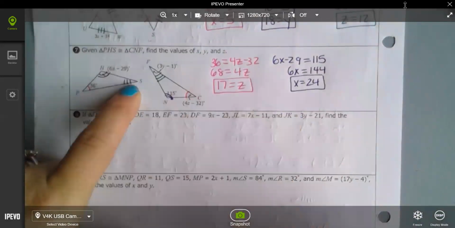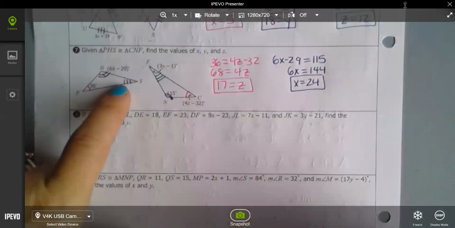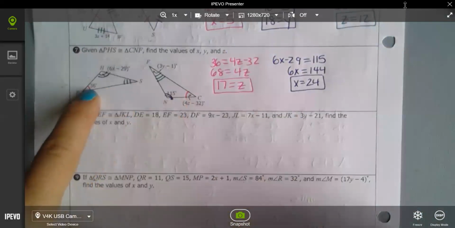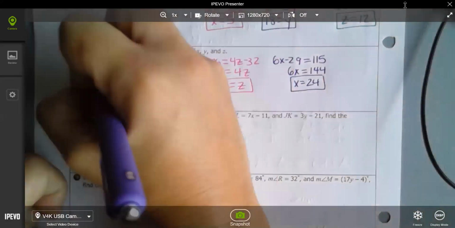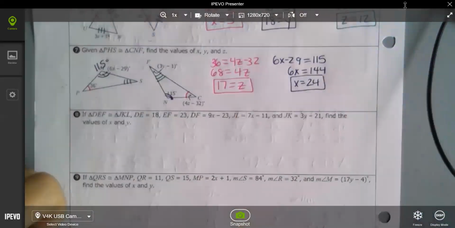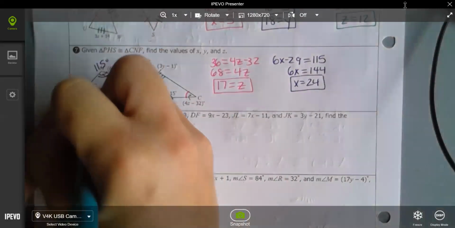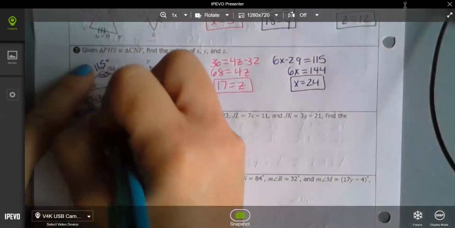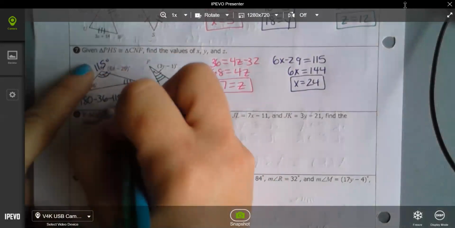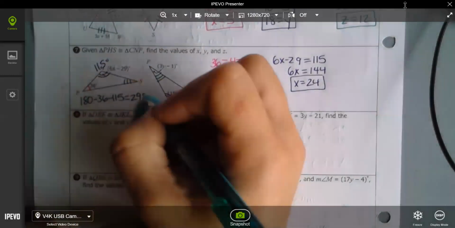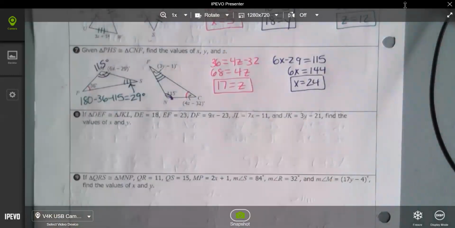And now I write my equation, but I don't know what that angle measure is. Can I figure it out? I sure can, because I know that this one is 36. These two were together, so actually this one is 115 degrees. So can't I do 180 minus the 36 minus the 115, and I get 29 degrees. That means this angle right there is a 29-degree angle.